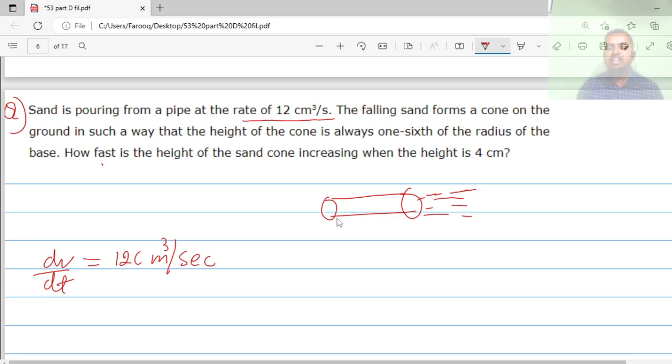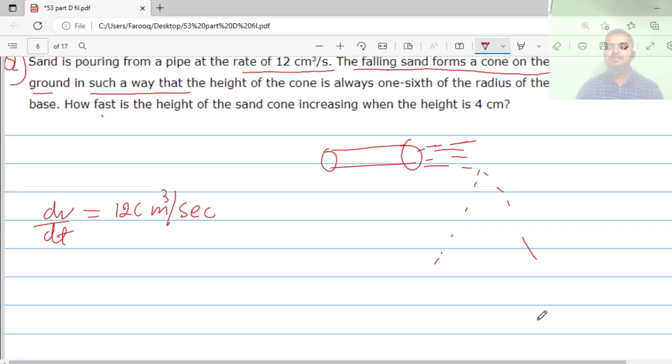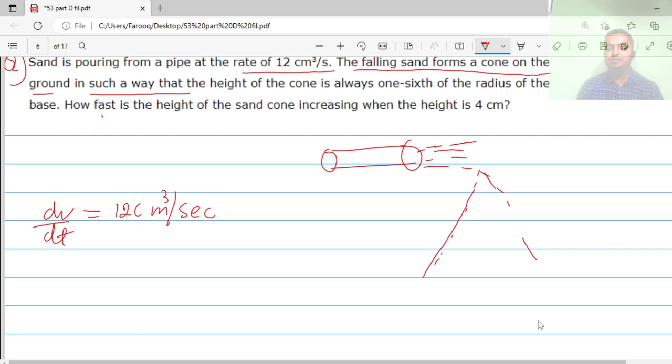When the sand is pouring from the pipe, some sand is falling down. The falling sand forms a cone on the ground in such a way that, see here, this is the falling sand. Don't draw the pipe in the exam. You draw the cone. The falling sand forms the cone.